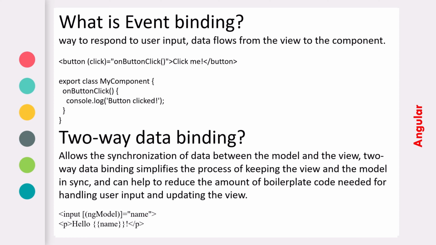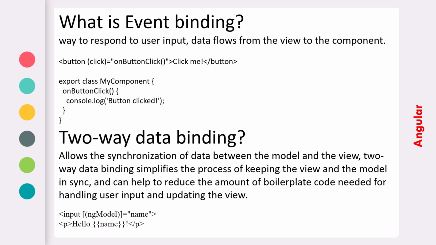Two-way data binding. Two-way data binding is a feature that allows the synchronization of data between the model and the view. It means when the data changes in the view, it will be automatically updated in the component, and when the data changes in the component, it will be automatically updated in the view. Two-way data binding works using the ngModel directive. This is also called banana in the box, the square bracket and the parenthesis, and ngModel.